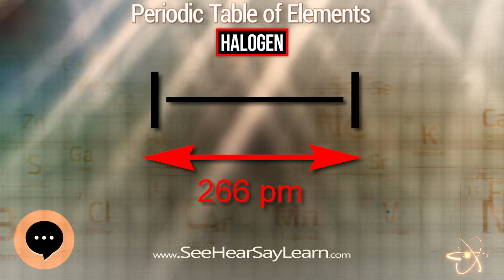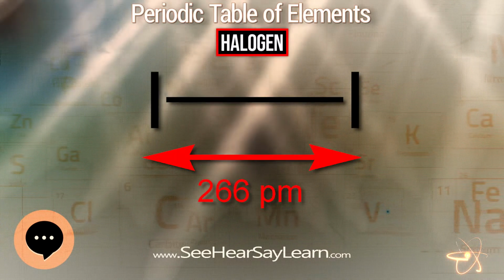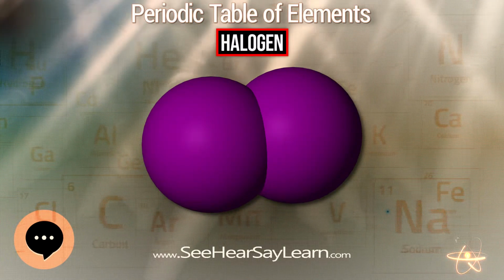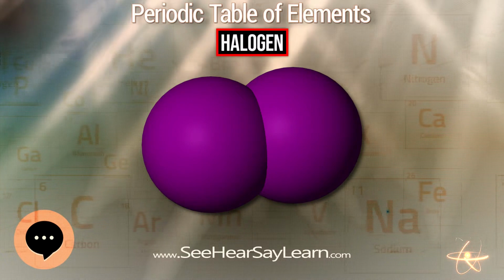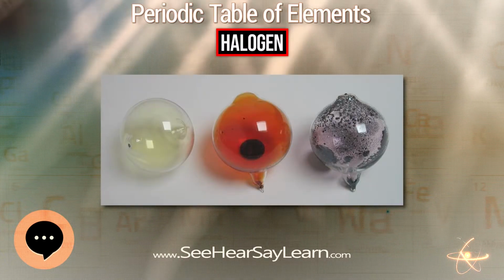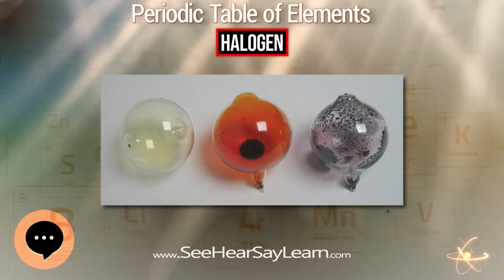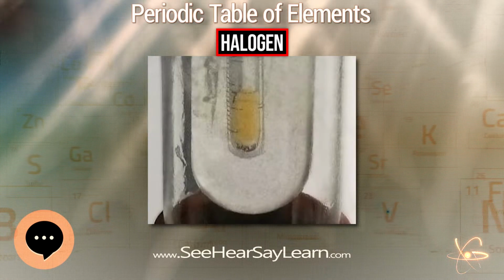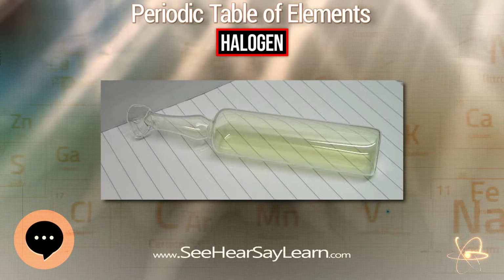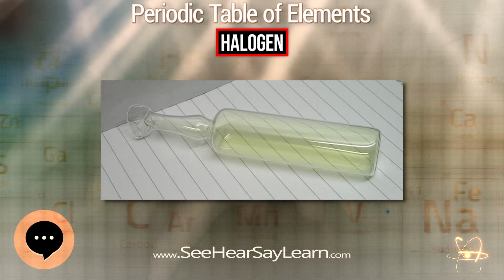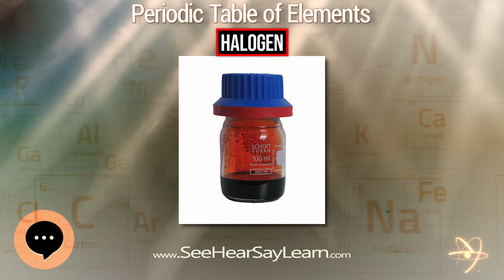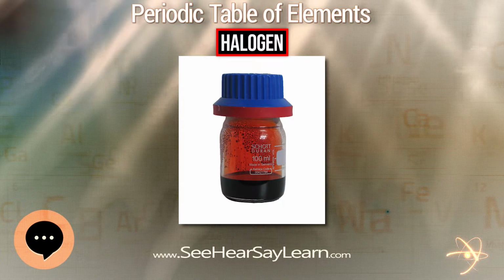Fluorine's name comes from the Latin word fluere, meaning to flow, because it was derived from the mineral fluorospar, which was used as a flux in metal working. Chlorine's name comes from the Greek word chloros, meaning greenish-yellow. Bromine's name comes from the Greek word bromos, meaning stench. Iodine's name comes from the Greek word iodes, meaning violet. Astatine's name comes from the Greek word astatos, meaning unstable.